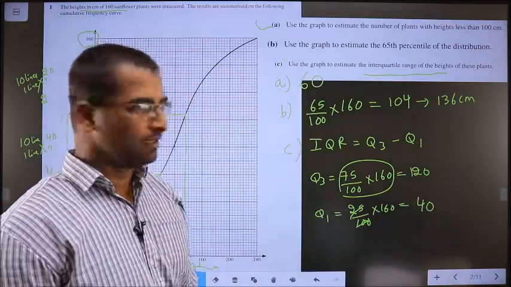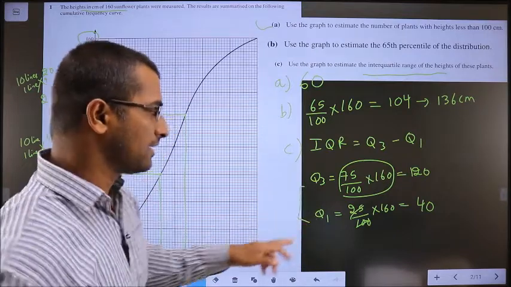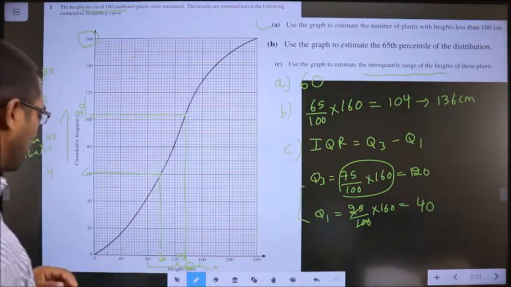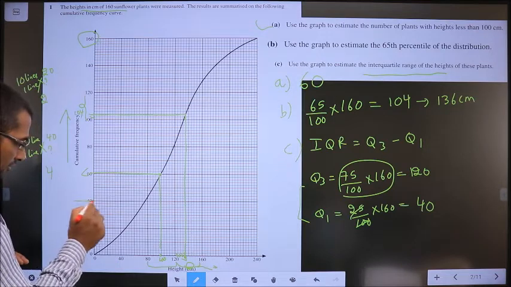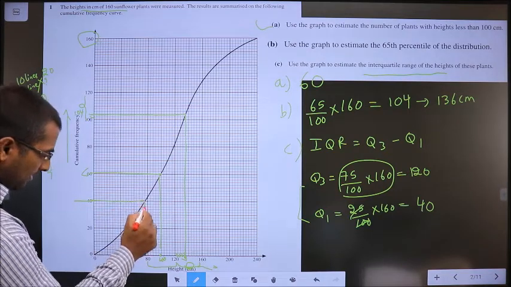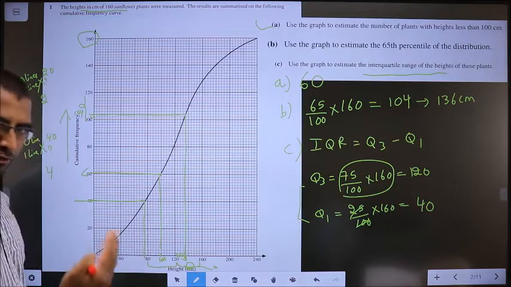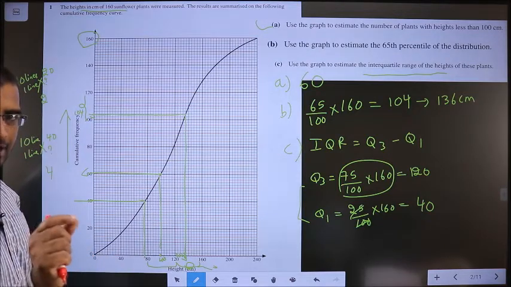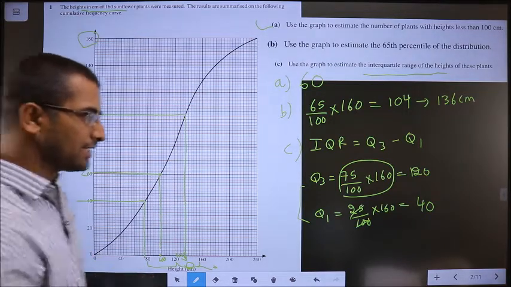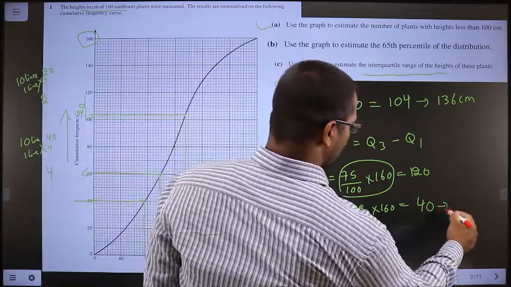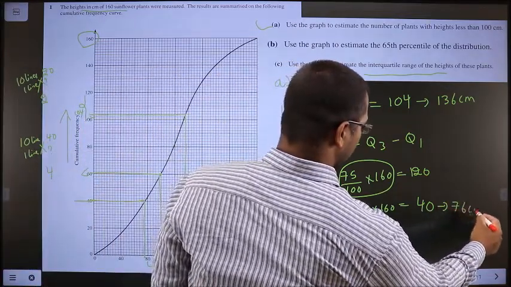Okay. Now show this on the y-axis. If I select 40, here I have 40. Drop a line onto the curve and then here. It's one line before 80. So 80 minus 4, 76. So Q1 is nothing but 76 centimeters.